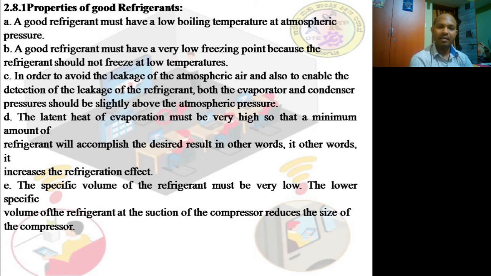The latent heat of evaporation must be very high so that a minimum amount of refrigerant will accomplish the desired results. In other words, it increases the refrigeration effect. The specific volume of the refrigerant must be very low. The lower the specific volume of the refrigerant at the suction of the compressor, the smaller the size of the compressor.